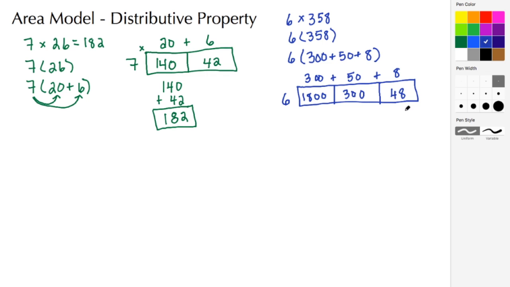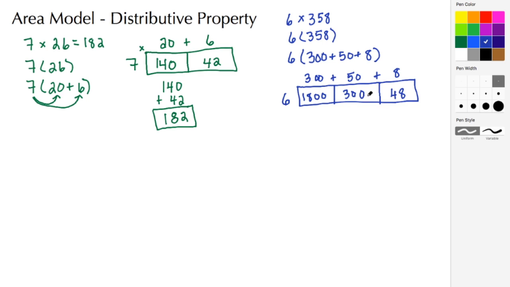Again, I have 3 partial products, and I forgot to say this earlier, but if we were to say this length here was 6 units long, and this length here was 300 units long, well, the area of this particular rectangle would be 1,800. Again, that's why we call this the area model. And of course, this would be in square units if we were to be talking about actual area.